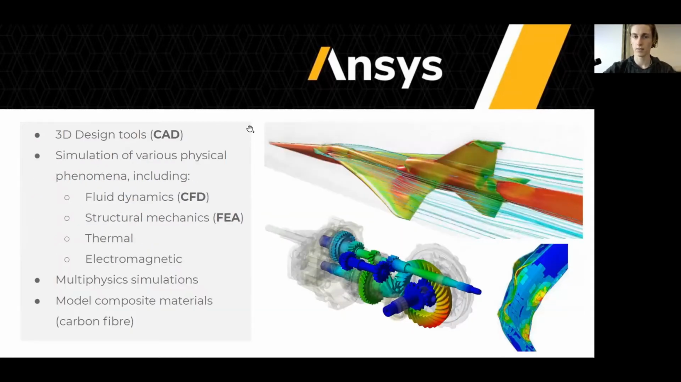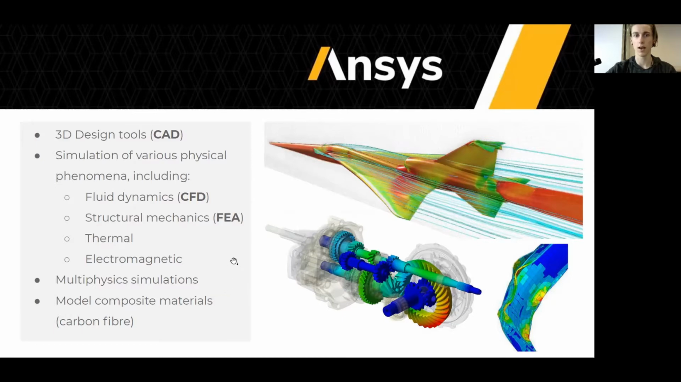So what is Ansys? Ansys is a group of different software that allows you to perform various engineering simulations. This includes tools for just basic 3D modeling, CAD, and it also includes fluid dynamics and structural mechanics, FEA, so stress strain analysis. You can perform thermal simulations, electromagnetic simulations. There's a huge range of simulations that you can perform using their group of software. And you can also combine them into multi-physics simulations.